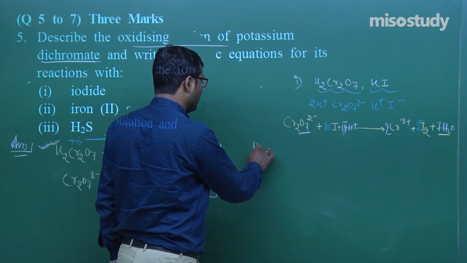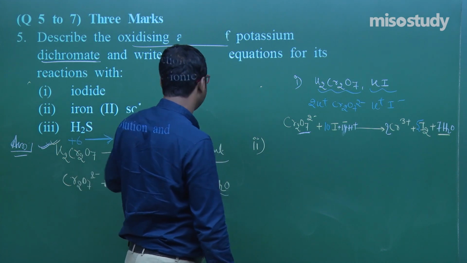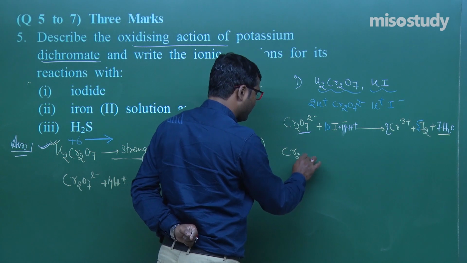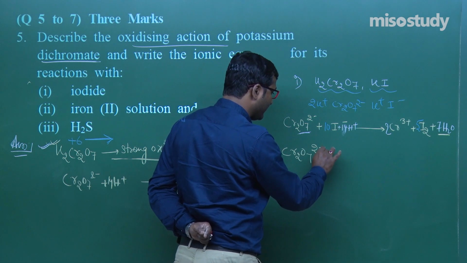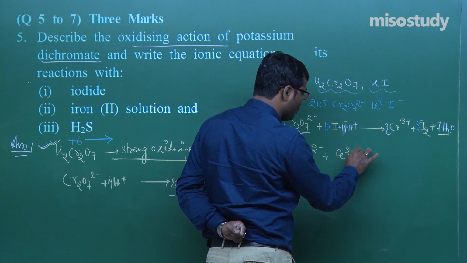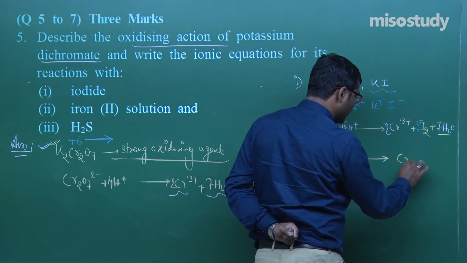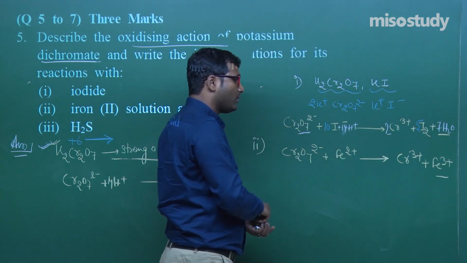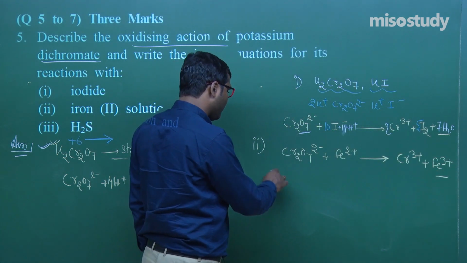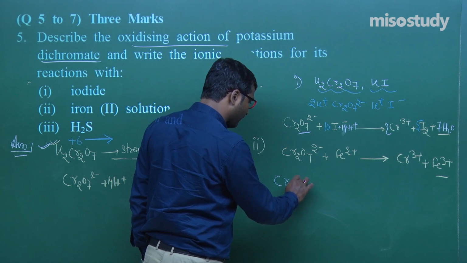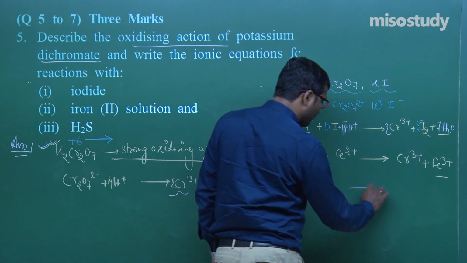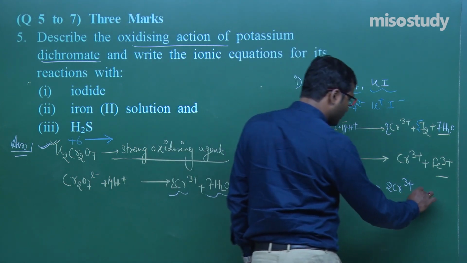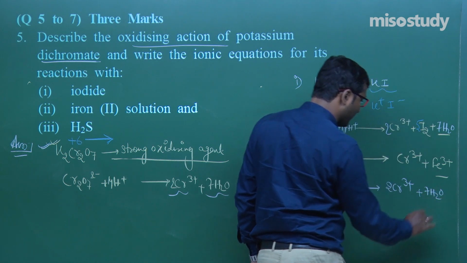Now the second one is, what will happen in this case, iron 2 sulfate. Clear to you? What is given here? Iron 2 sulfate, that is, my friend, Cr2O7 2 minus and Fe2 plus. Definitely it converts into Cr3 plus and Fe3 plus. Fe2 plus will be converted to Fe3 plus. Now if you do not know the balancing, I am doing the balancing for you. Cr2O7 converted to 2Cr3 plus. Now here is 7 oxygens, put here 7H2O, my friend.